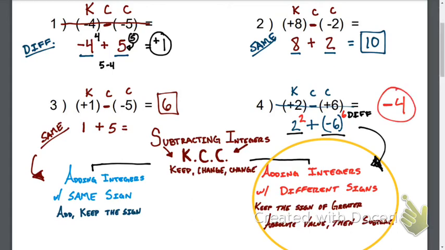These are the steps that we use to solve subtracting integers. Remember, we only do KCC, keep, change, whenever we're subtracting integers. That's going to cause it to change to either adding integers with the same signs or adding integers with different signs. Then from there we just solve it like we have before.